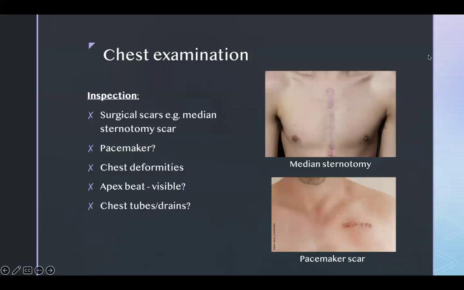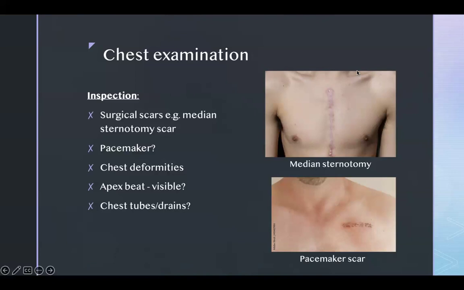Now for chest examination, we're gonna follow pretty much the same sequence: inspection, palpation, and then auscultation. There's no percussion in cardio exam because there's nothing much you're looking for in percussion. The heart is gonna sound dull. So we're gonna stick to inspection, palpation, and auscultation.